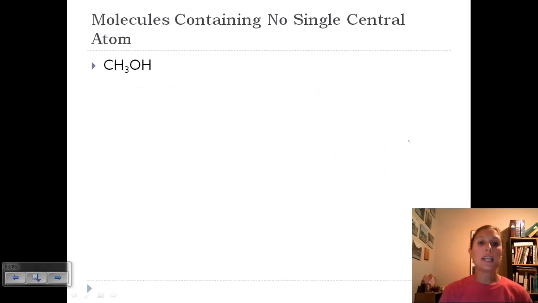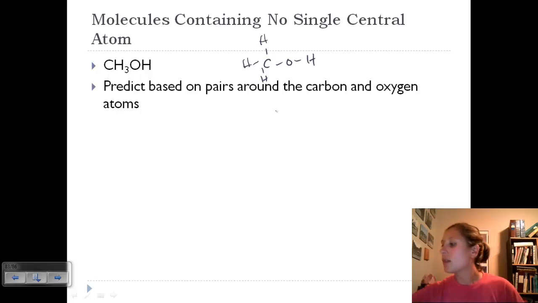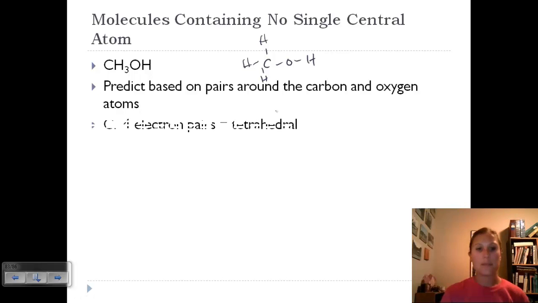Okay, sometimes you're going to have molecules with no single central atom. And so you're going to predict based on, for this one, pairs around the carbon and the oxygen atom. And so we're going to have carbon, hydrogen, hydrogen, hydrogen, oxygen, hydrogen. And so I've got that one. It looks like this. Now really, I would more look at the carbon, but technically these are both our central atom. And so we need to look at both of them.